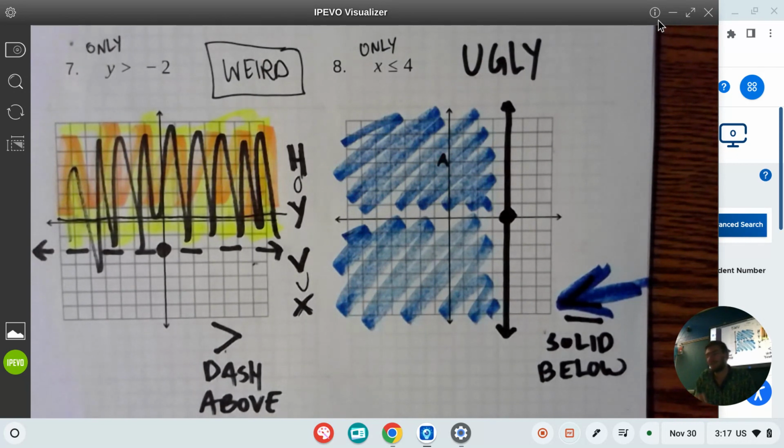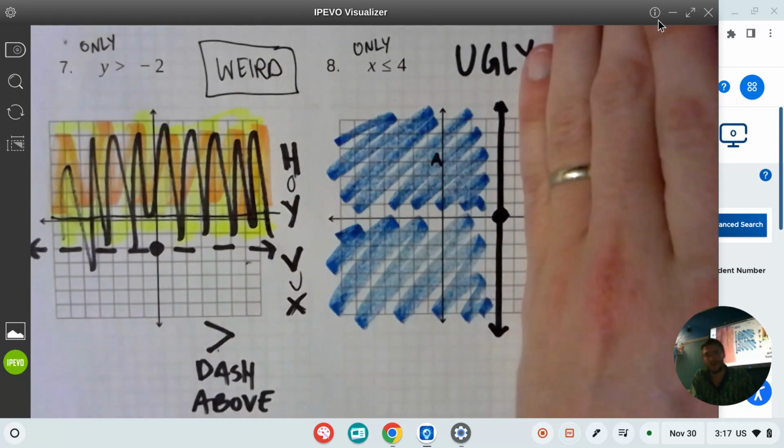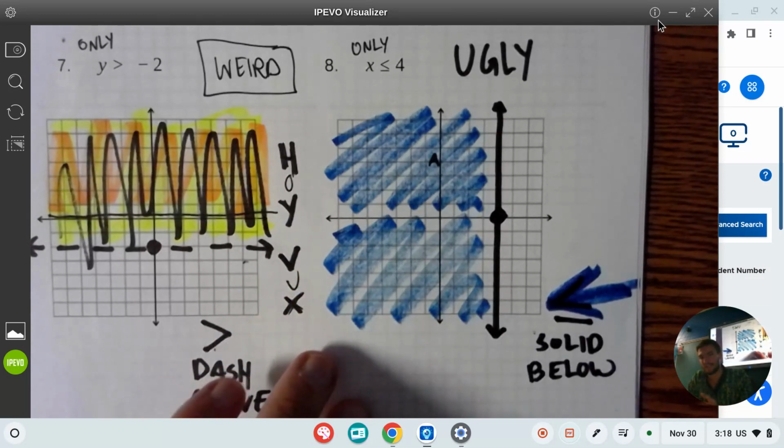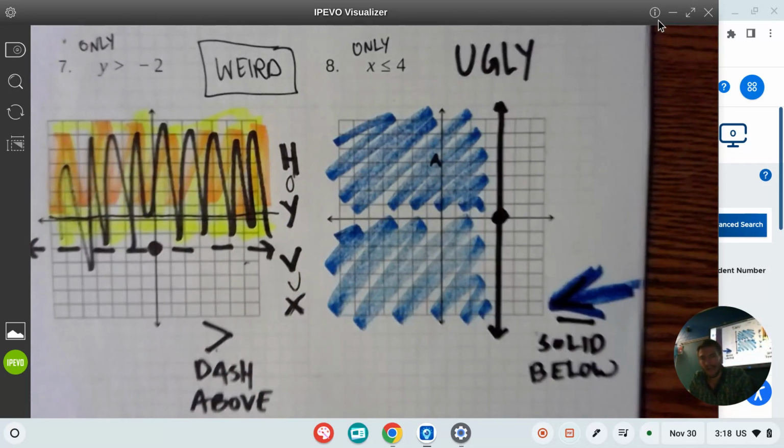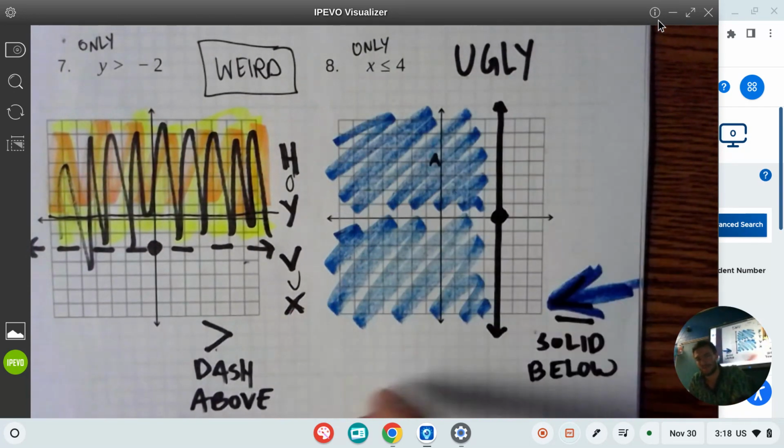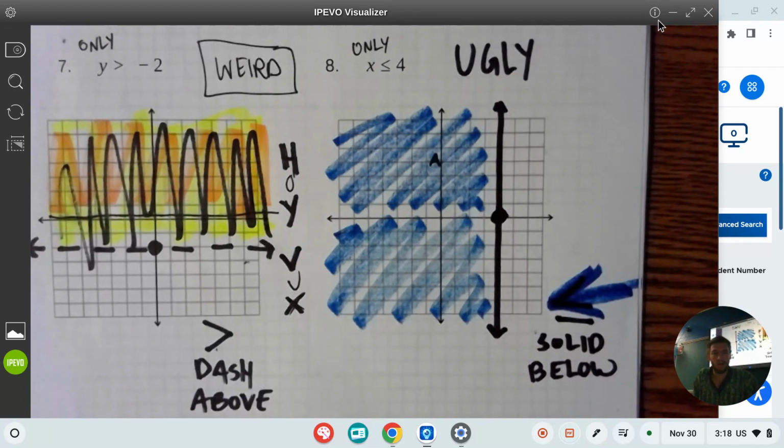90% of what you got to do is draw the graph. If you know how to draw the graph, then you got two quick decisions. Solid line or dashed line, that's your first decision. Your second decision is above or below. Okay? Only on these ugly x ones is it left or right. All right, that is the notes.